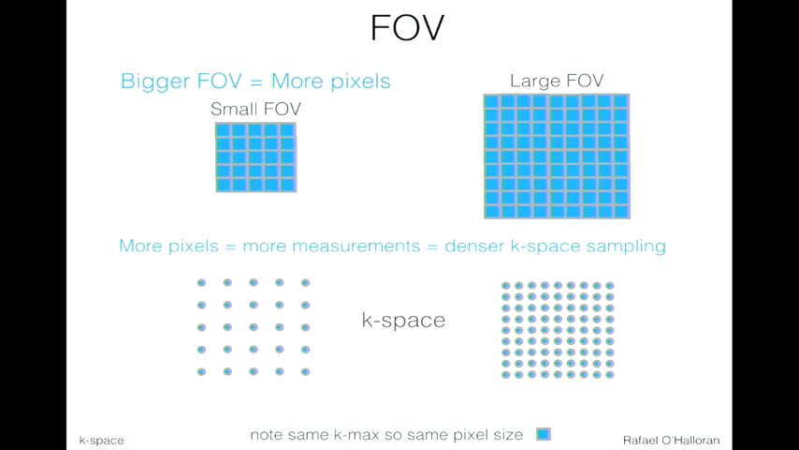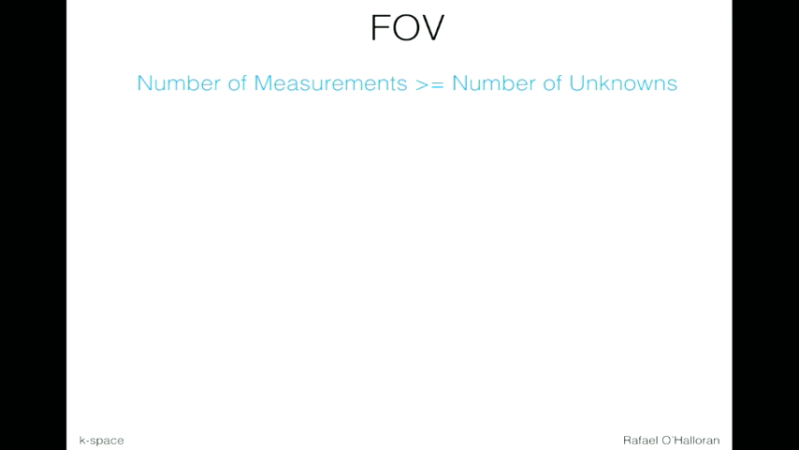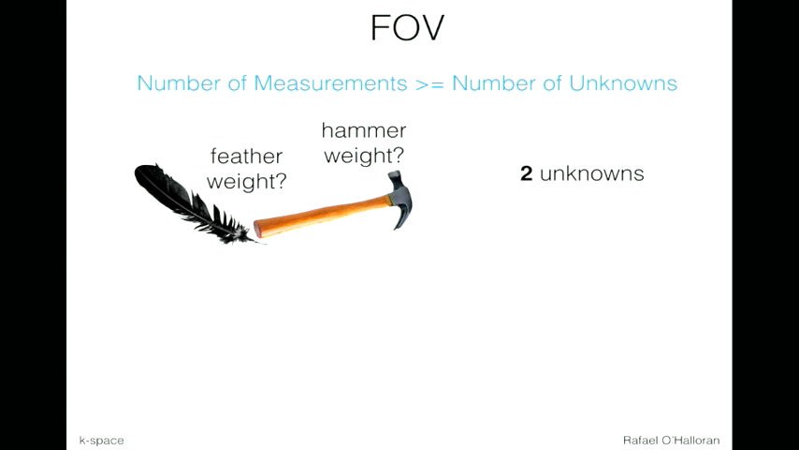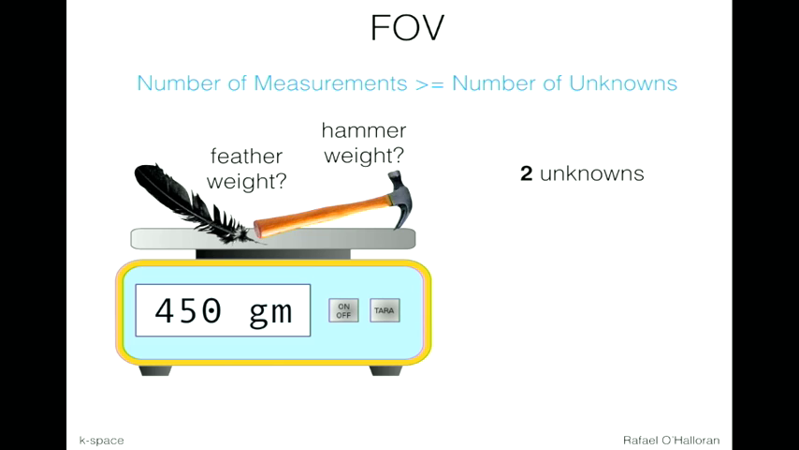And this more measurement, more pixel argument is my non-mathematical way to represent what's difficult to represent without an equation. But it's basically that the number of equations that you have has to be equal to the number of unknowns in order for you to make decent measurements without assumptions. So the number of measurements you make needs to be at least the number of unknowns, and this is my crude example of that. Let's say I want to know the weight of a feather and a hammer. That's two unknowns. And then I do a silly experiment where I put them both on a scale and make one measurement. Obviously, I can't know the weight of either one with this technique.